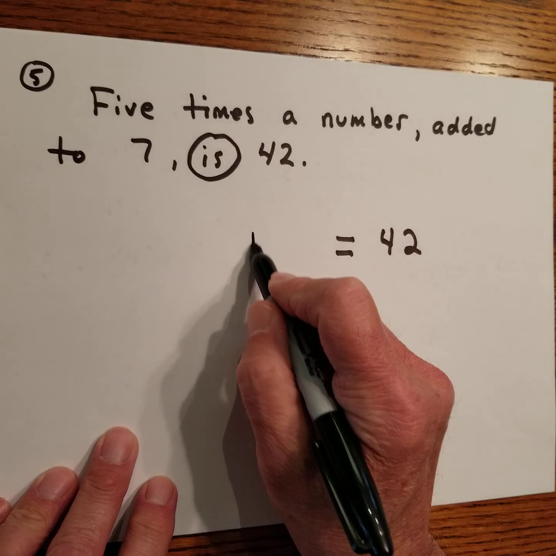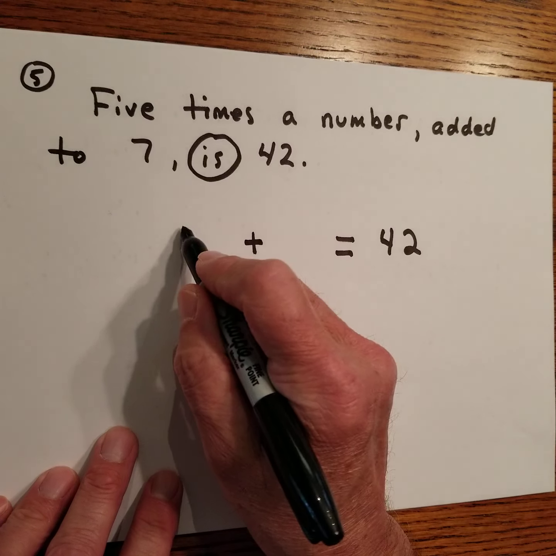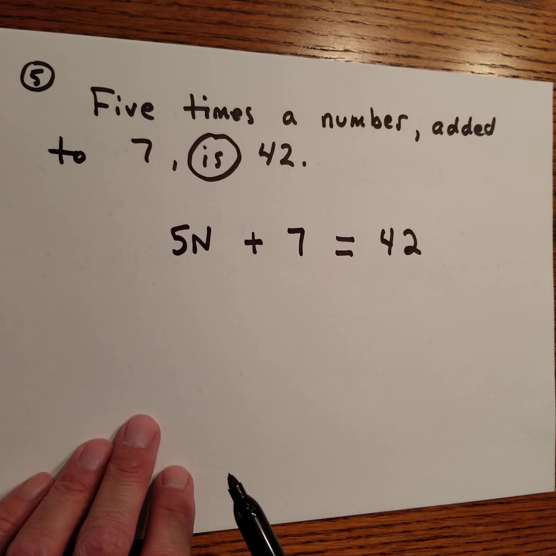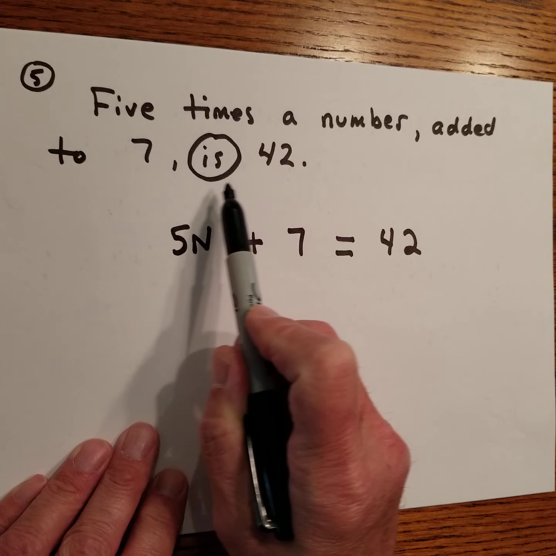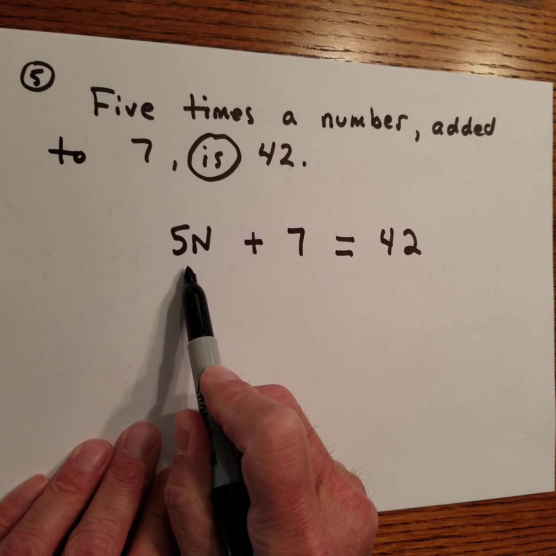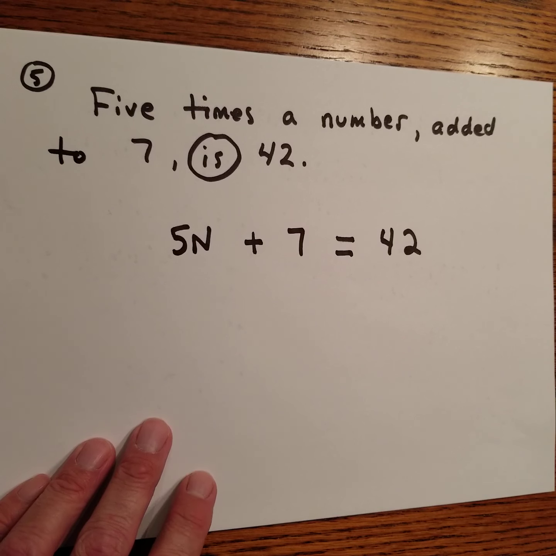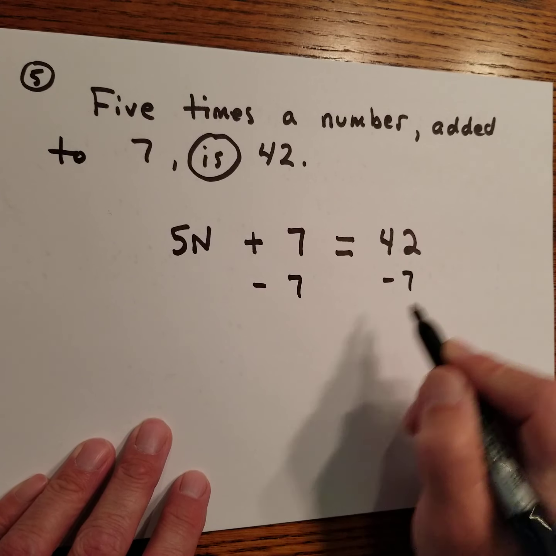Added. 5 times a number added to 7. Let's see if we've got it all. 5 times a number added to 7 is 42. Perfect. Now to solve, the inverse of addition is subtraction.